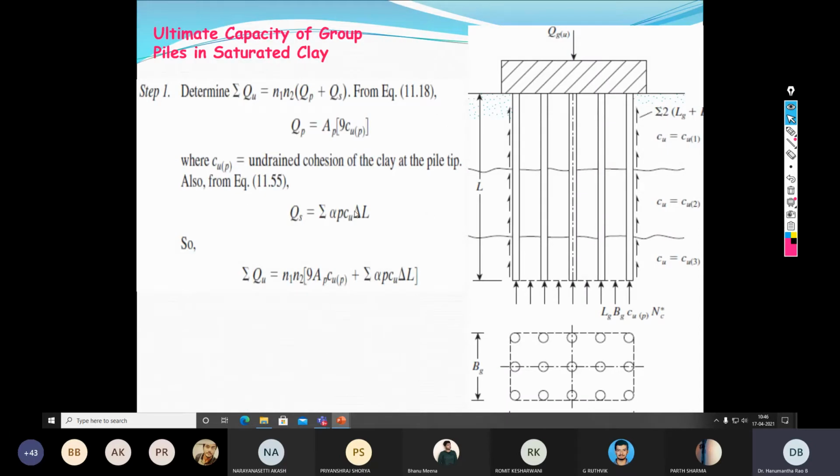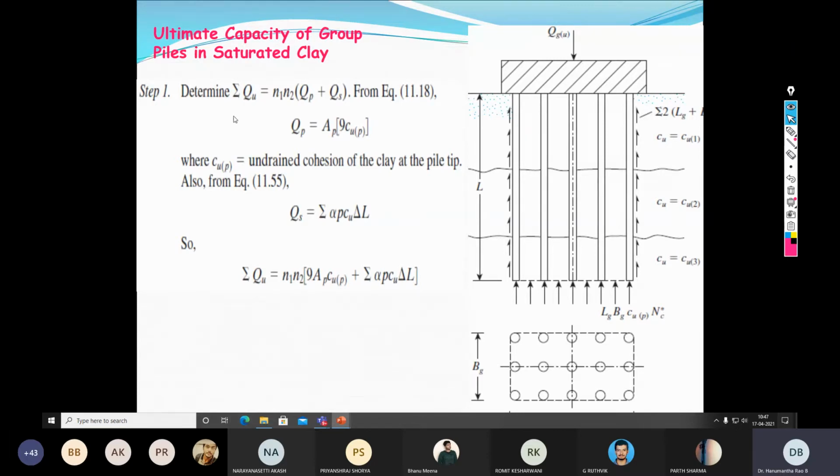So let us come to the calculation of the pile group capacity. Here it is elaborated in terms of steps. As I told, when you calculate the pile group capacity, we need to assume whether the piles are embedded in sand or in clayey soil. So first I am taking the case of the ultimate capacity of group piles in saturated clay.